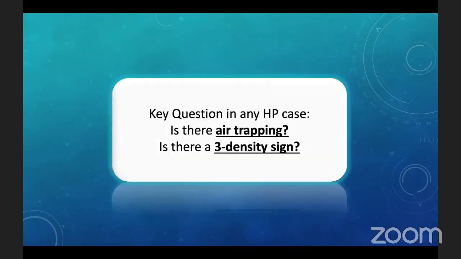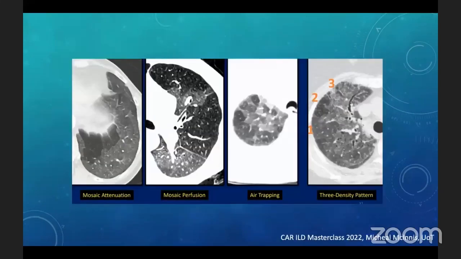So it's really important in hypersensitivity pneumonitis to detect the presence of air trapping on expiratory imaging that can correspond to three density sign on inspiratory imaging or mosaic attenuation. This is an illustration of what I have just said. This is an inspiratory imaging, and we can see the geographic mosaic attenuation or perfusion, and we can discriminate by looking at the expiratory, as we said, and this is air trapping on expiratory phase.